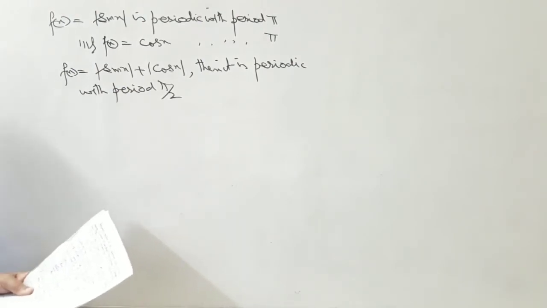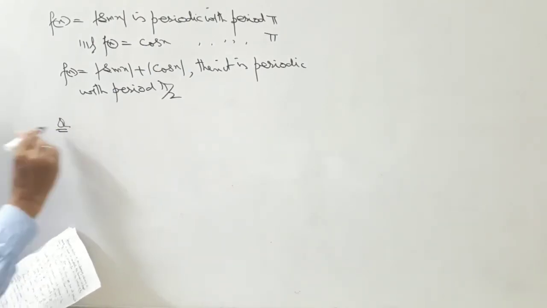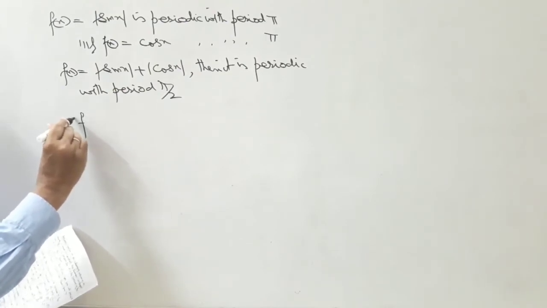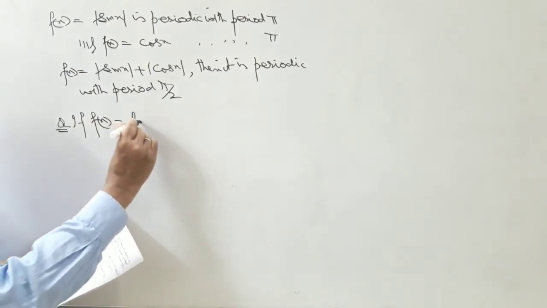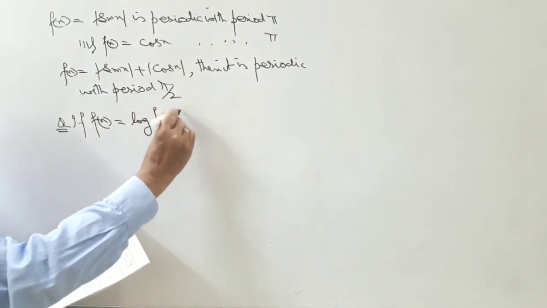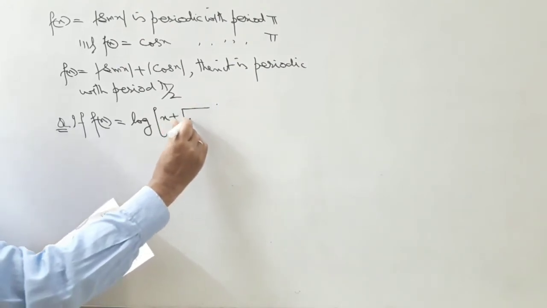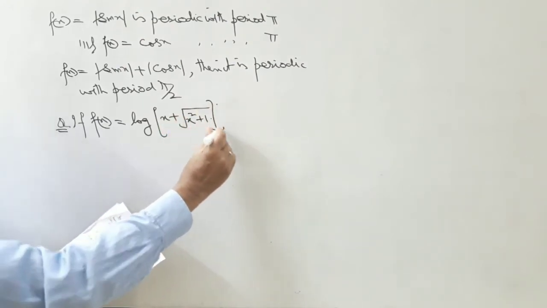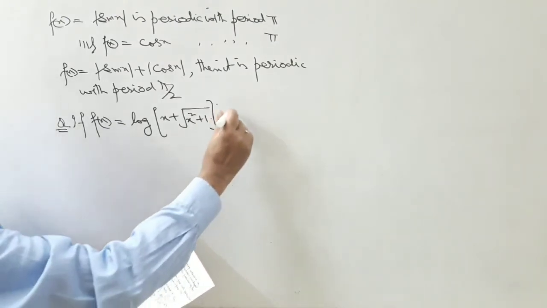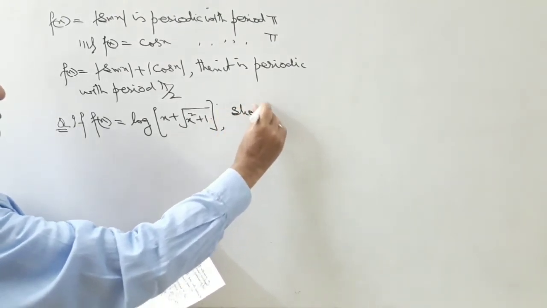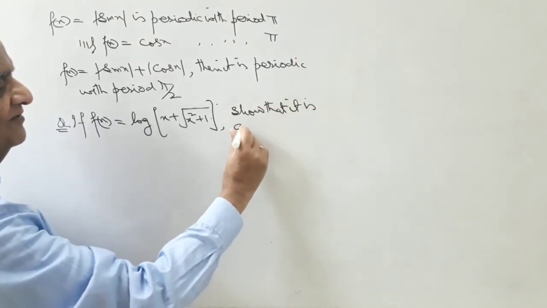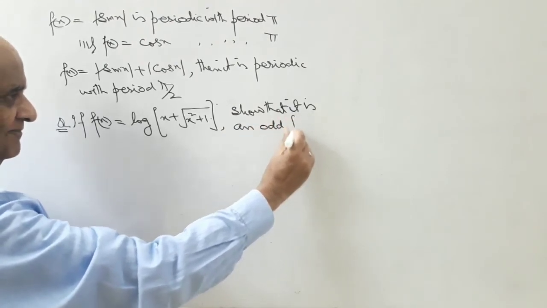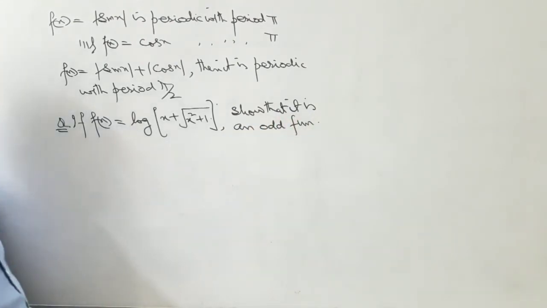Before I take something more about the domain and range cases, you please add a question. If f(x) is equal to log of (x plus under root of x square plus 1), show that it is an odd function. Show that it is an odd function.